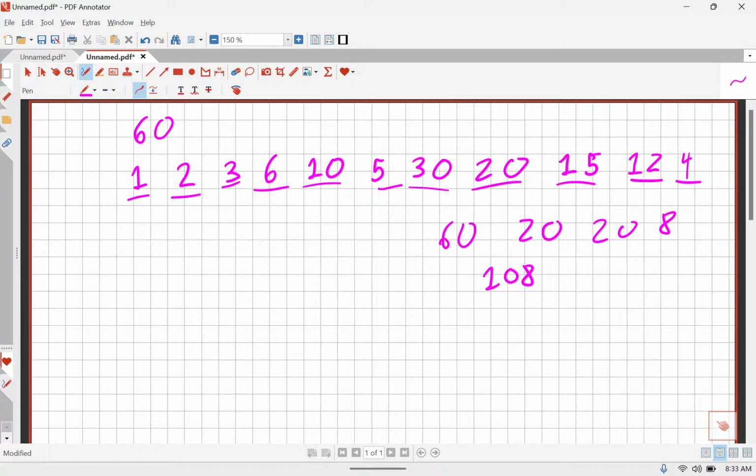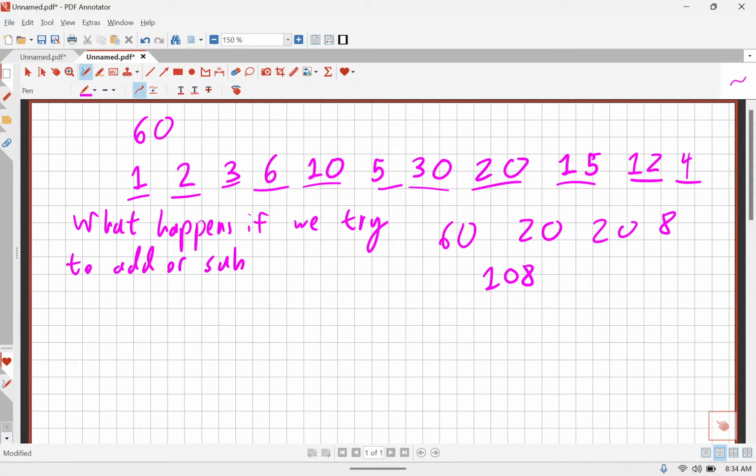Anyway, what's our first essential question? And I would love to get that from Sir Josh. What happens if we try to add or subtract values in scientific notation? Okay, go ahead and write that down for me, guys.